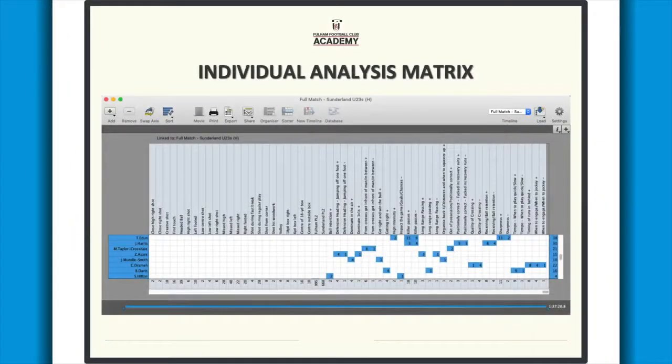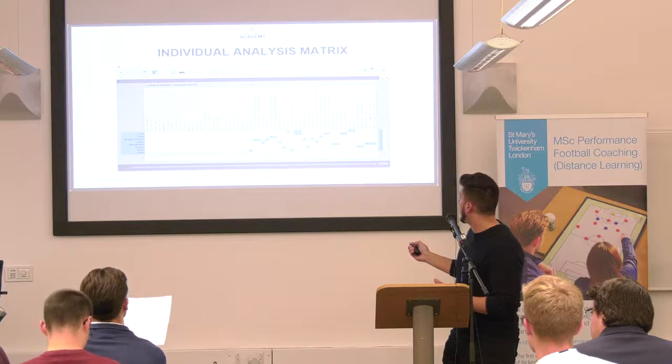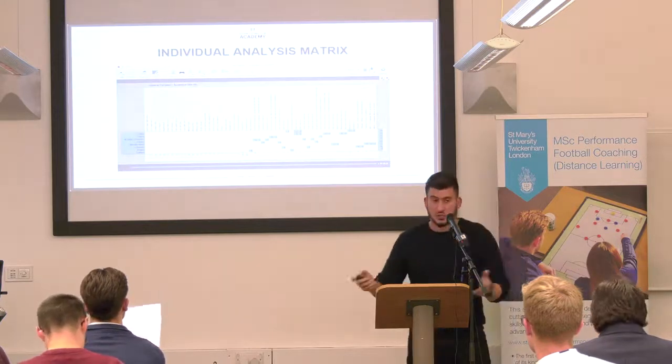You can open up a matrix and, if you just want to look at the timing of runs in behind, you just find the role and you just double click on it and you can just view that.